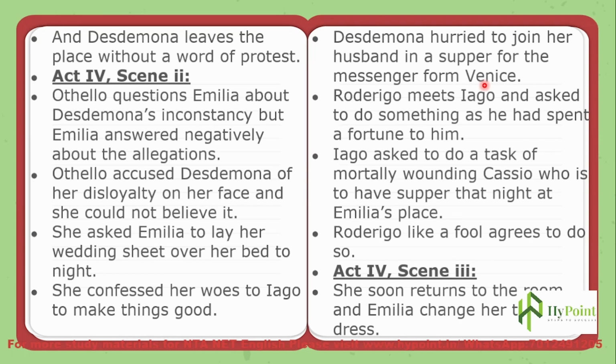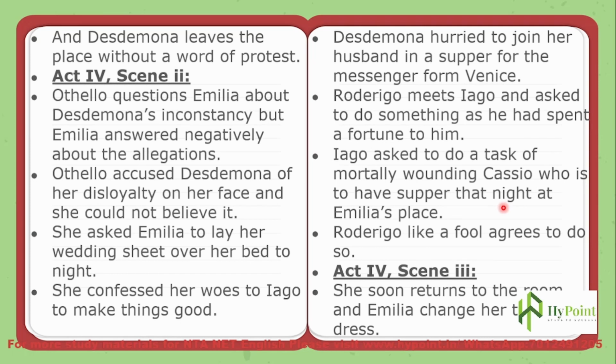So Rodrigo comes to Iago and asks him to do something in order to get Desdemona, because he has spent a lot of money on his plans. And Iago assigns him a task of mortally wounding Cassio, who is to have supper that night at Emilia's place. So Iago is actually suspecting his wife Emilia of having an affair with Cassio or Othello.